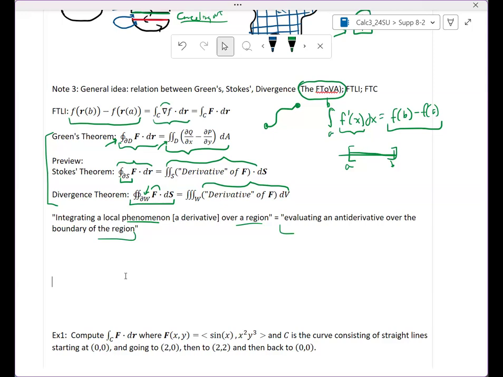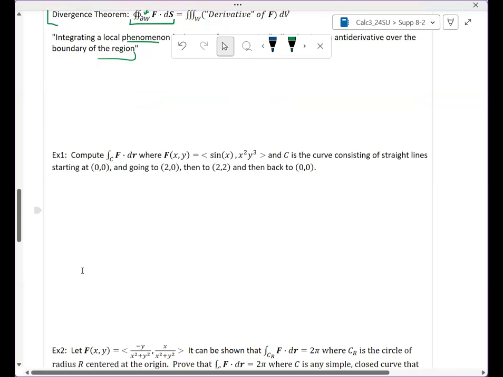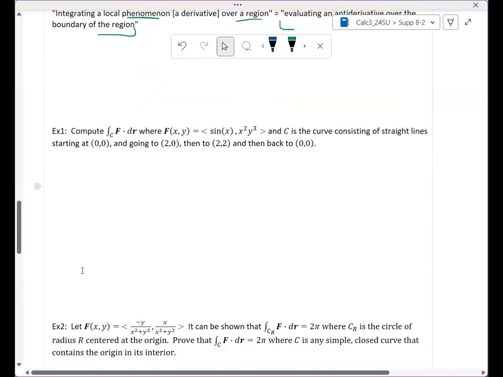They're all saying if we integrate a derivative over a region, that's like evaluating the function over the boundary of that region. Okay, so let's look at a couple of practical examples.